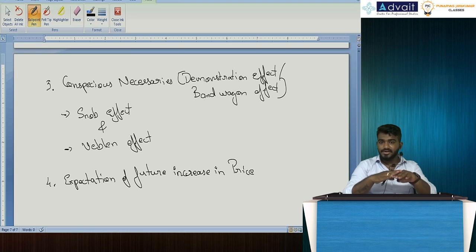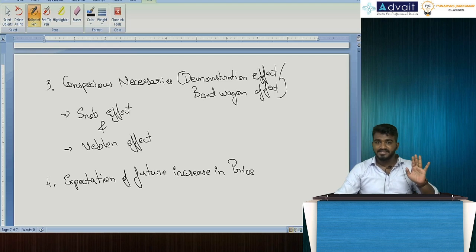Sir, earlier it was 100 rupees. Now I know that next week it will reach 150 or 200 rupees. Now itself the manufacturer is increasing the prices of a commodity, sir. Still we will purchase it. Acceptable? Why? Because next week it will be even higher. So we will purchase it from now itself. So in case of expectation of future increase in price, law of demand will not work.